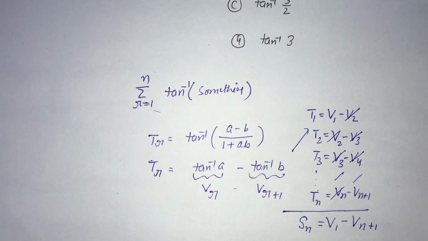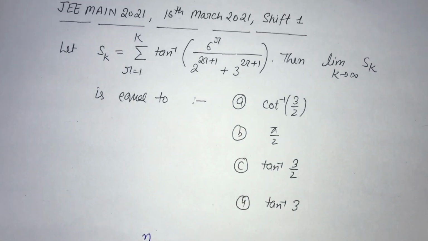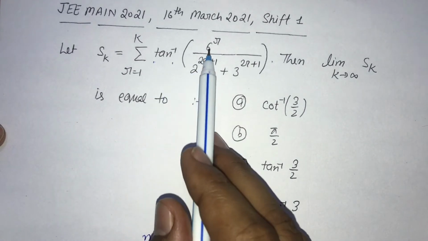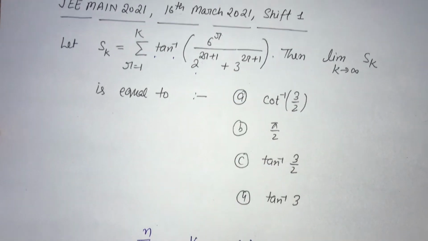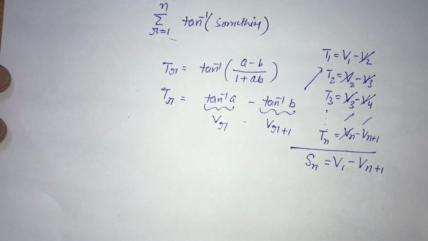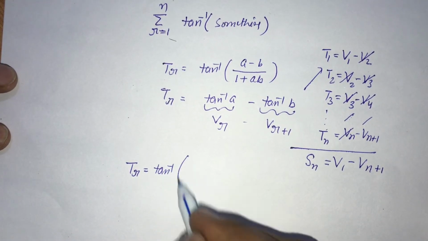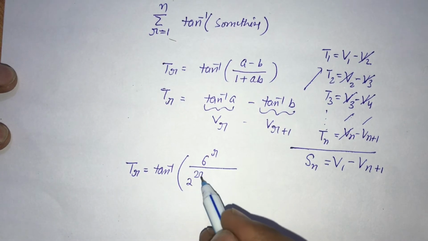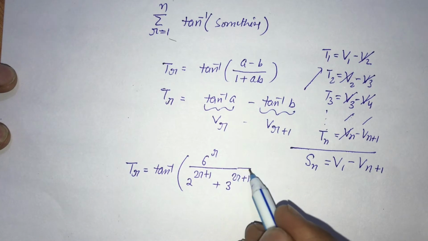The same type of thing we will try to make here also. Here the rth term is tan inverse of 6 raised to the power r upon 2 raised to the power 2r plus 1 plus 3 raised to the power 2r plus 1. Let me write it down. So tr here is tan inverse of 6 raised to the power r upon 2 raised to the power 2r plus 1 plus 3 raised to the power 2r plus 1.